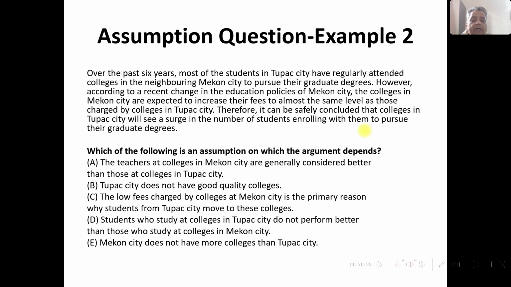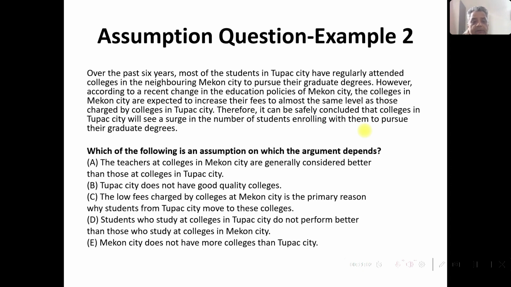C says the low fees charged by colleges at Mekong City is the primary reason why students from Tupac City move to these colleges. Yes, so this looks like the correct answer, because it is making the causal link between the increase in fees in the colleges of Mekong City and the surge in enrollment in Tupac City. So C is the obvious answer here. So C is the correct answer.